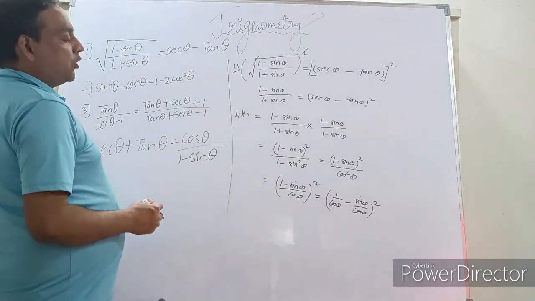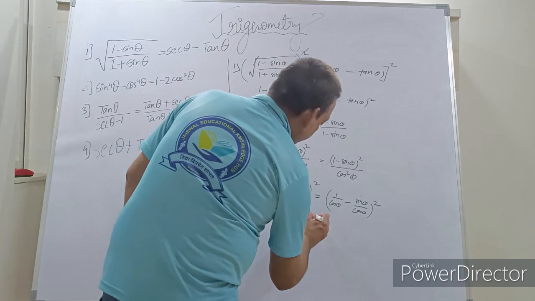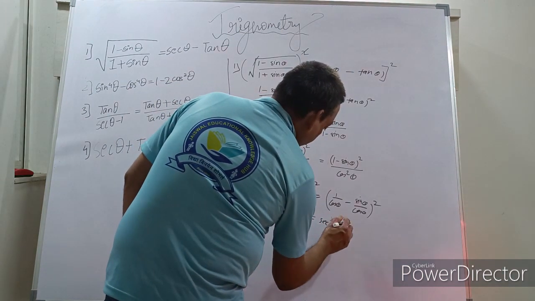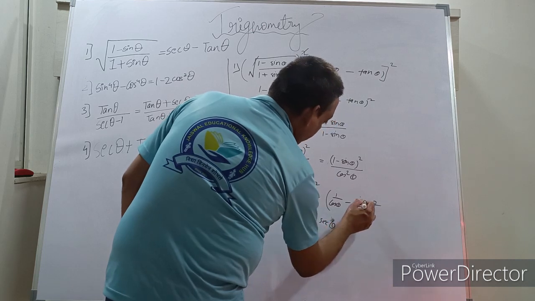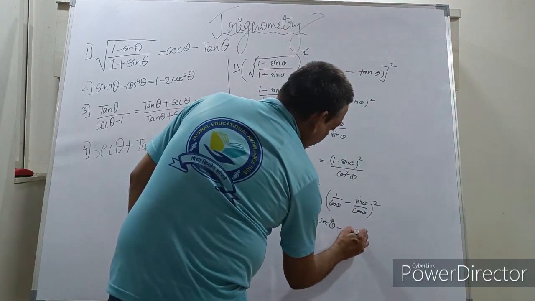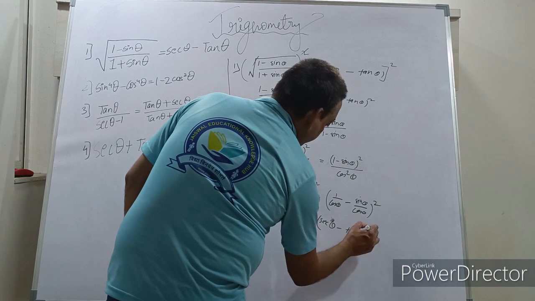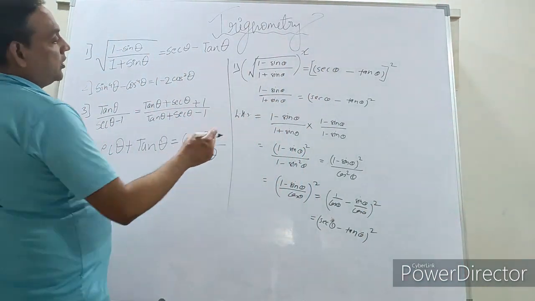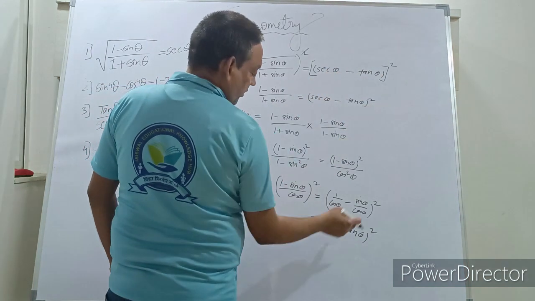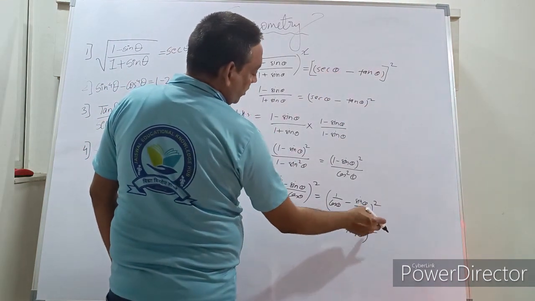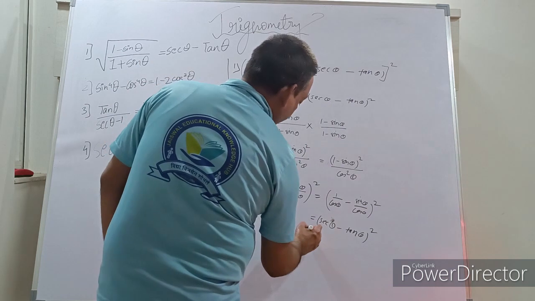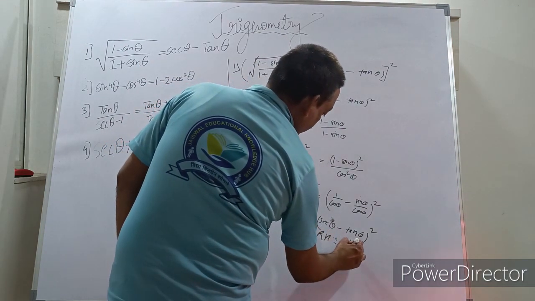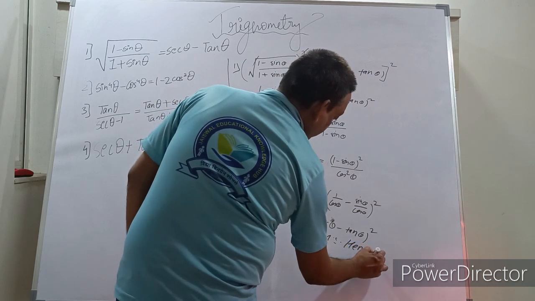Now we have 1 upon cos theta, which is nothing but sec theta. So this is sec theta minus sin upon cos, which is tan theta, and then the whole square as it is. So we have to prove the same: (sec theta minus tan theta) the whole square, that is the same as the RHS, right? Hence proved.